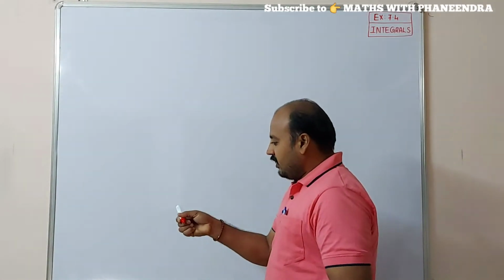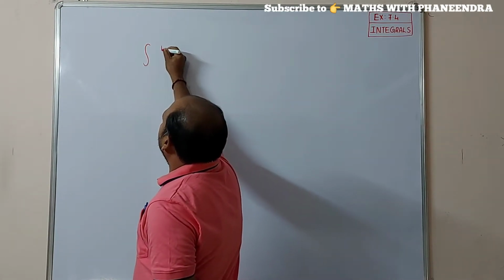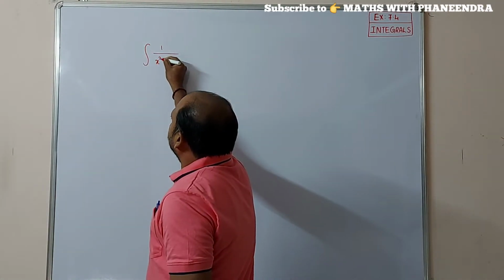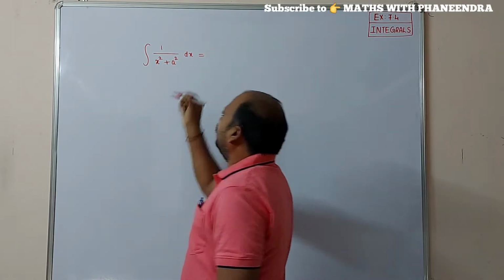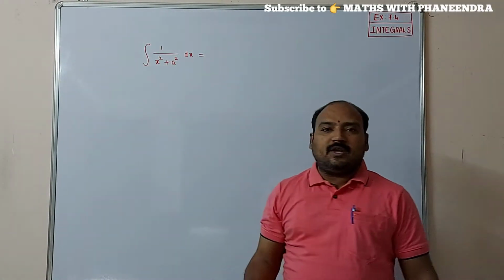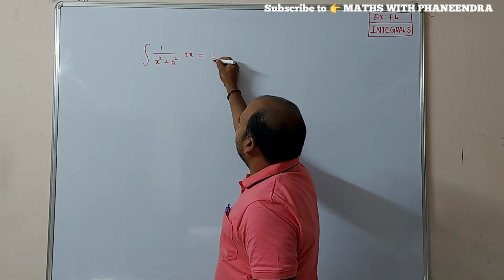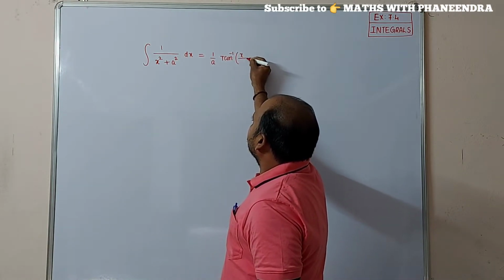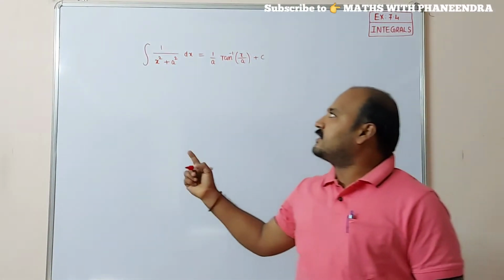See here, the first formula. Whenever the integral is of the form integral 1 by x square plus a square into dx, we have to apply this formula: 1 by a into tan inverse of x by a plus c.